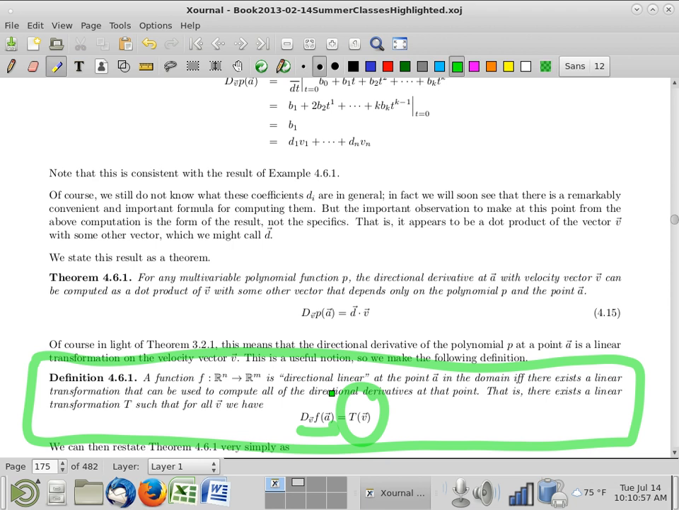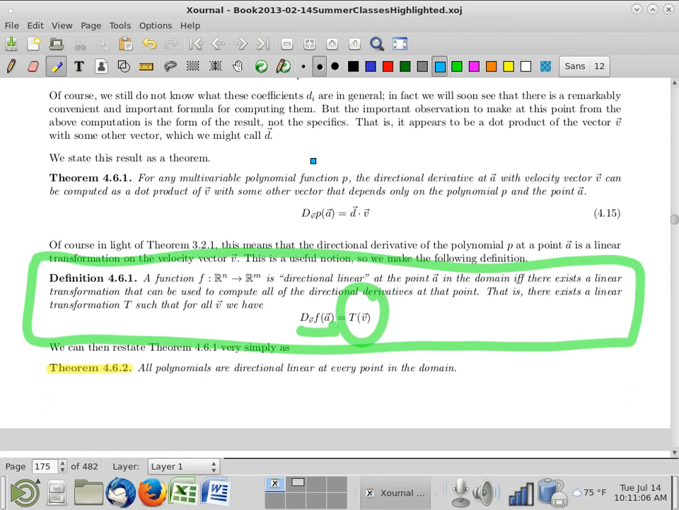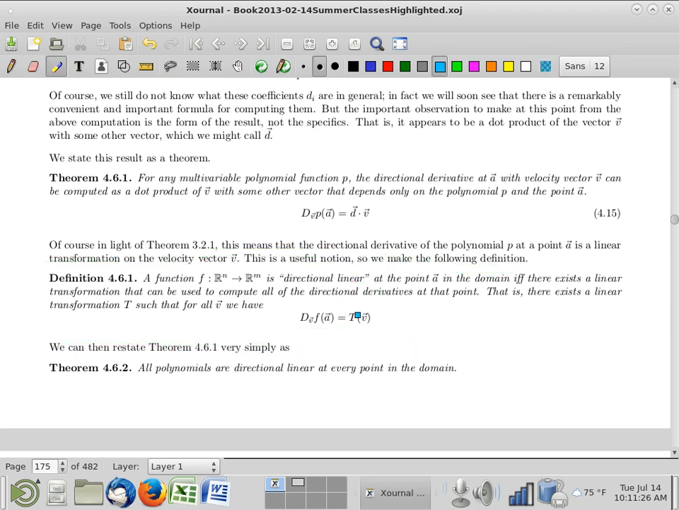Okay. All right, so the theorem that I just kind of skipped over says this, and then I restate it in this language. For polynomials, you can compute the directional derivatives with a linear transformation, and then I define this term directional linearity, and then I restate the theorem. All polynomials have this feature of directional linearity, so we call them directional linear. Okay, really kind of surprising fact.